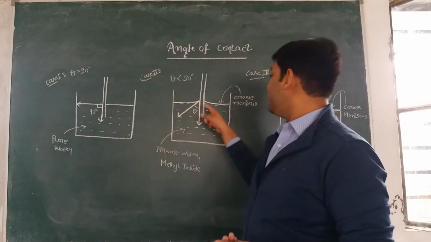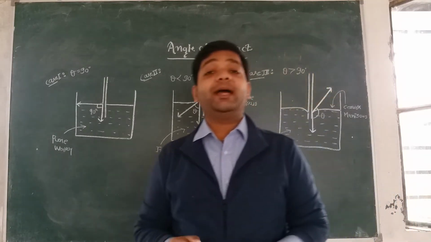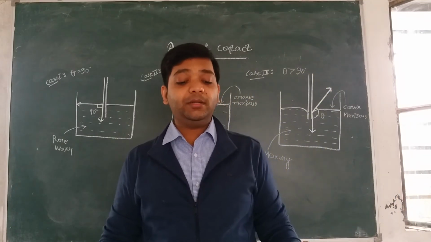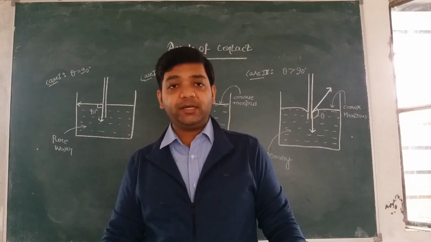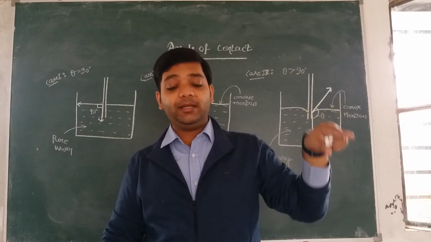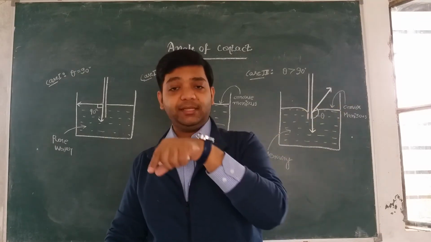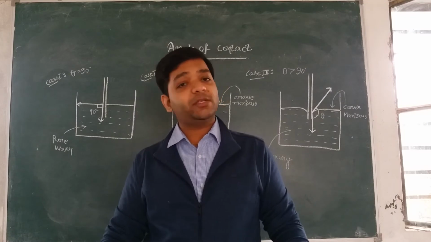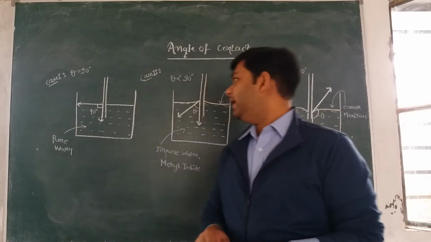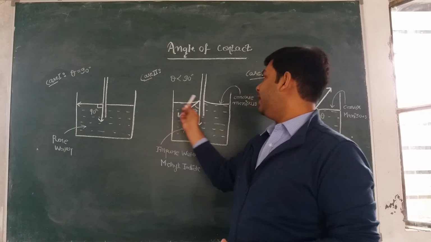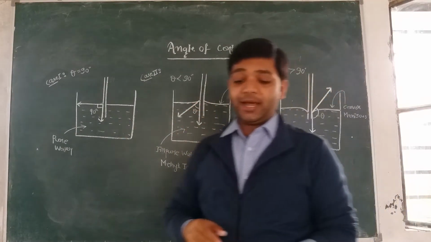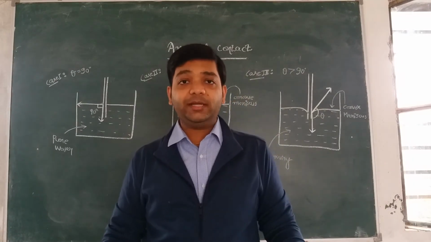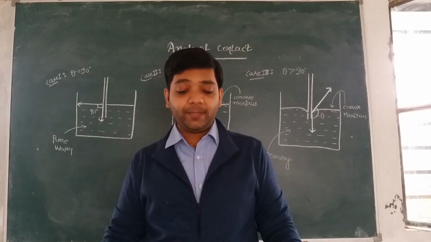Now, on what factors does the value of angle of contact depend? So please write down the next point. Angle of contact depends upon, first, the nature of the solid and the liquid in contact. It depends upon the nature of the liquid and the nature of the solid in contact.